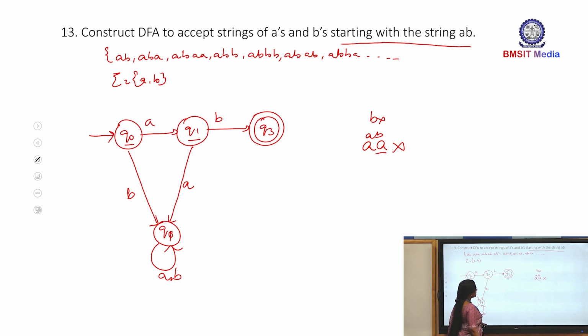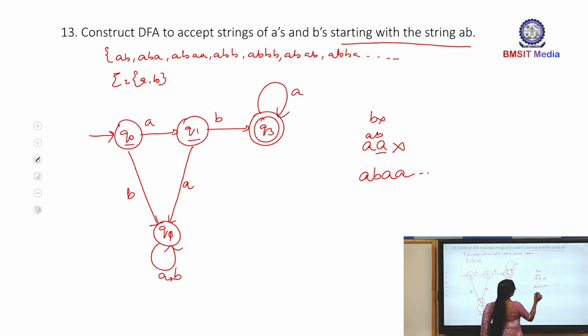Now coming to Q3. When do I reach Q3? After seeing AB, I reach Q3. What happens if I see an A? This should be accepted. Any number of A's here should be accepted, so I can have an A loop here. Similarly, AB followed by any number of B's should be accepted.